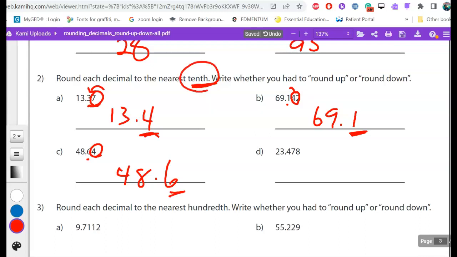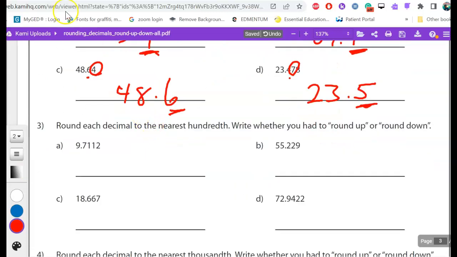Last one. I have 23.478. 4 is in the tenths place. That 7 is going to tell the 4 what to do. That 7 is higher than 5. So that 7 is saying to the 4, round up. So it's going to round to 23.5, dropping off everything else, just leaving one digit to represent the tenths place. All right, I think we're getting the hang of it.